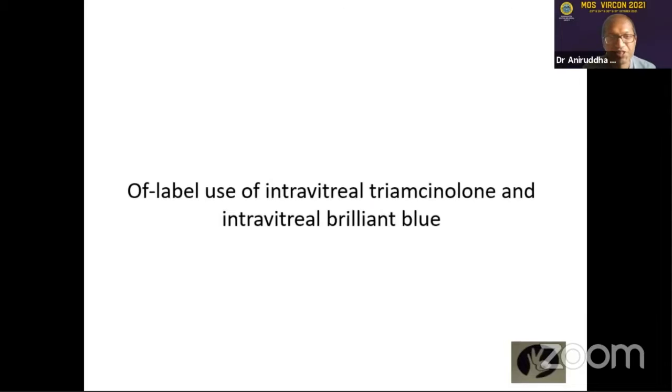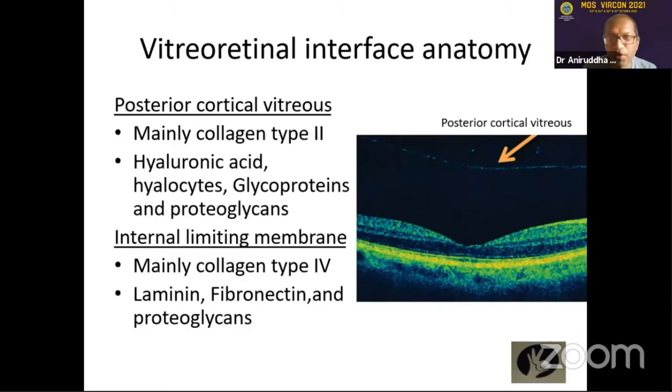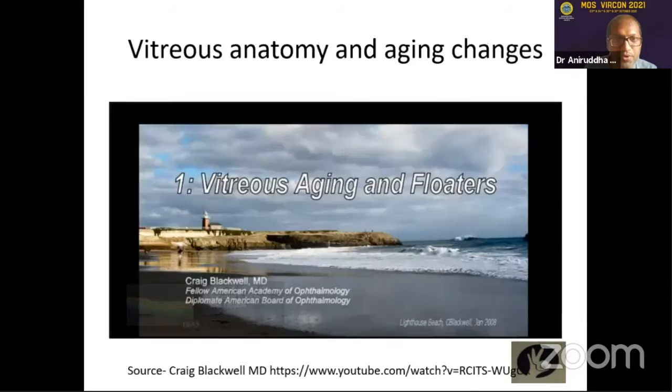So we have no financial interest, and in this there will be some off-label use of intravitreal triamcinolone and intravitreal brilliant blue. So what is vitreoretinal interface anatomy? First, most important is the posterior cortical vitreous, which is mainly collagen type 2, along with hyaluronic acid, glycoproteins, and the most important part, another, is the internal limiting membrane, mainly collagen type 4 and laminin, fibronectin, and proteoglycans.